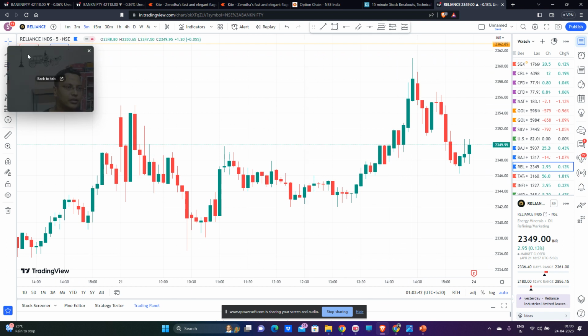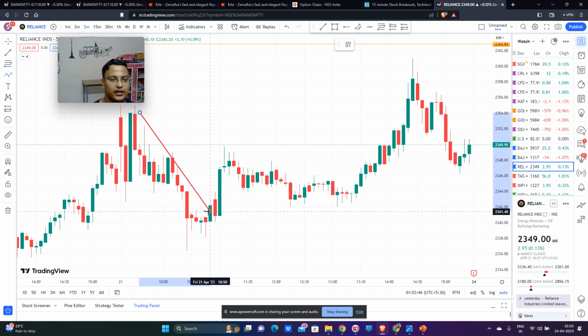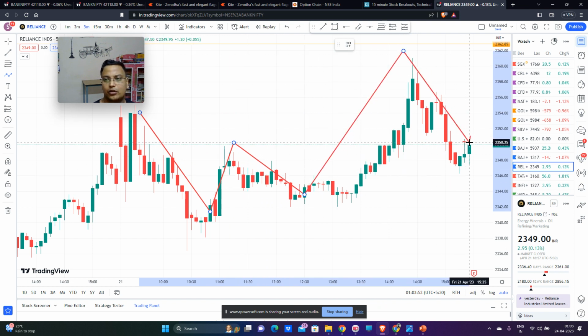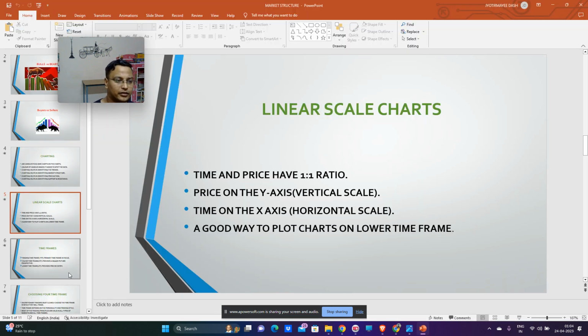And this zigzag motion you are seeing is called price action. Price cannot move in a straight line, it has to come down, then go up, then come down, then go up. This is called price action. It follows a theory called Dow theory. We'll discuss it later. Now, coming back.